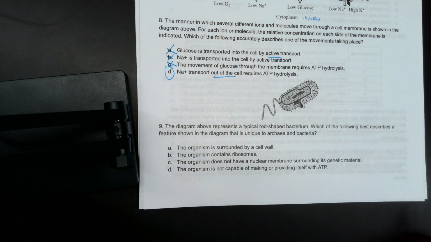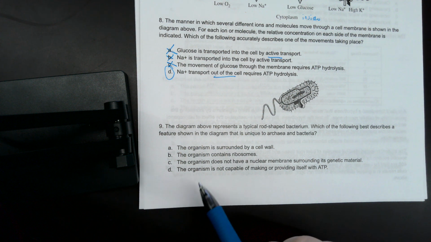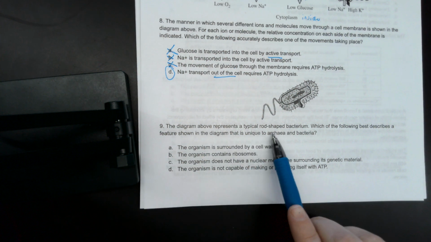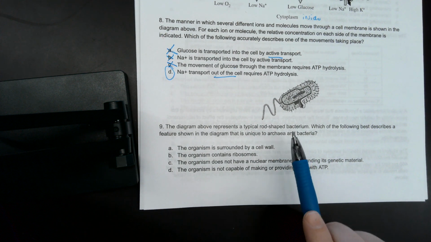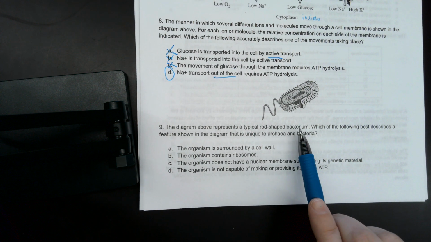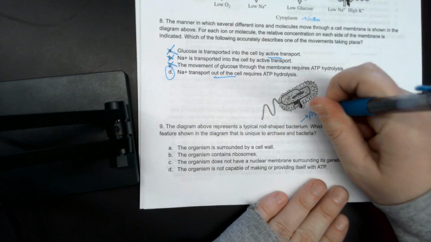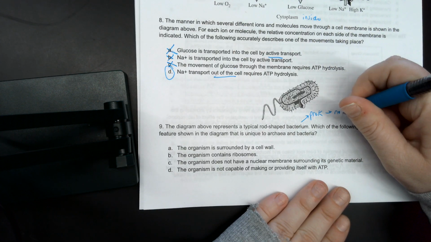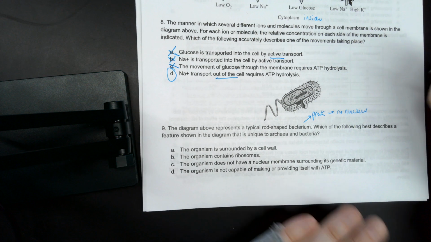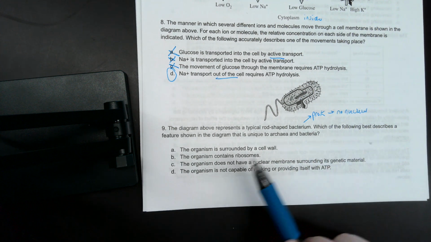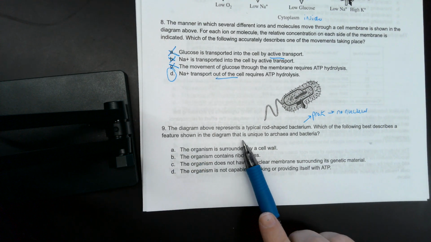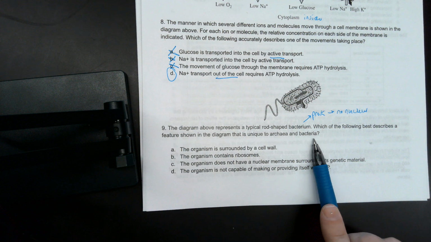All right, we are going to start with number 9 now. It says the diagram above represents a typical rod-shaped bacterium. Bacterium, as you might remember, is prokaryotic, meaning no nucleus and no membrane-bound organelles. Which of the following best describes a feature shown in the diagram that is unique to archaea and bacteria?